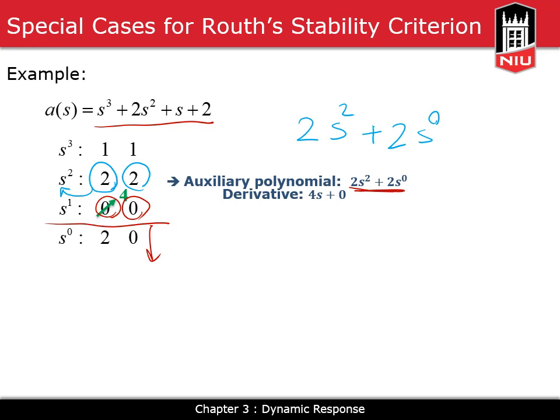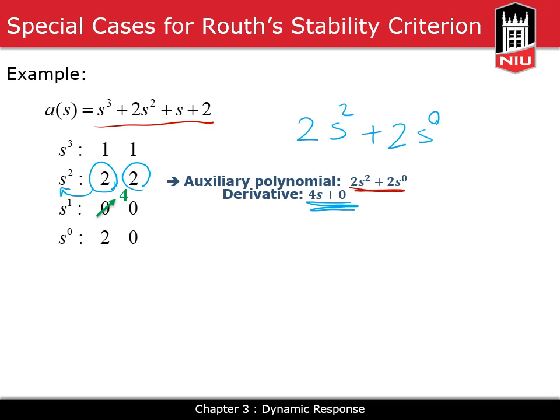Then we'll have to take its derivative with respect to s. That will be 2 times 2s, which is 4s, plus the derivative of 2 is 0. So this is the derivative. With the derivative, we have two coefficients, 4 and 0. We're going to replace those in the row of zeros. So as you can see, back to the table, that 0 is replaced by a 4. Then we will use that to complete the rest of the table.